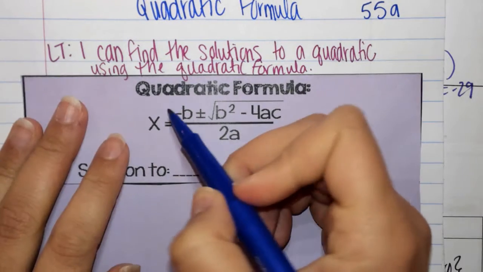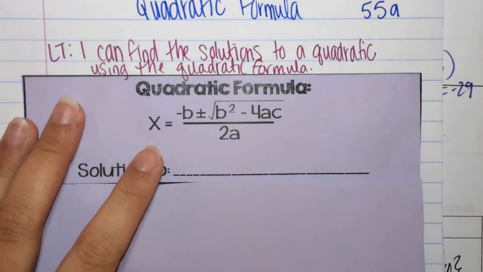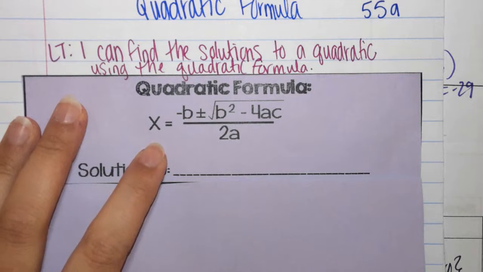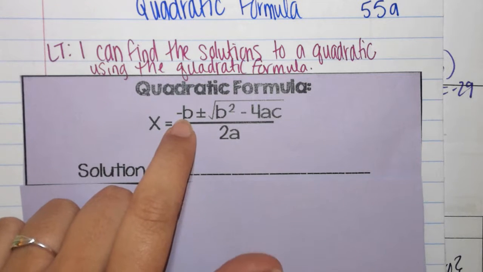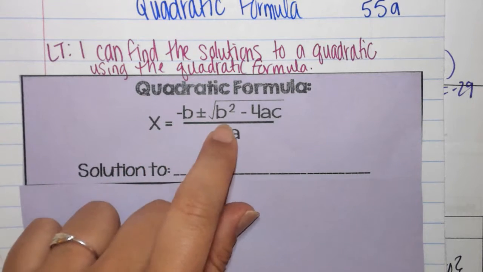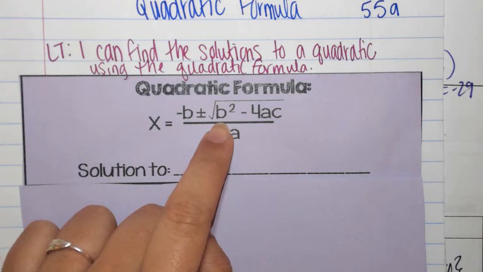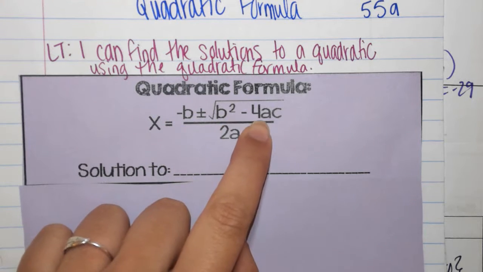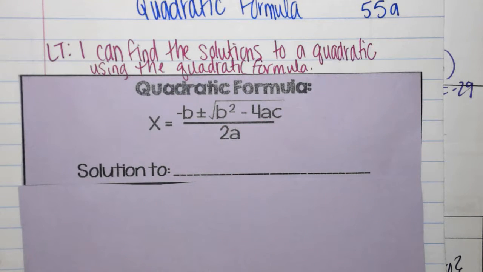Now, the quadratic formula is x equals. Can everybody say x equals? X equals. The opposite of b. Plus or minus square root. B squared minus 4ac. All divided by 2a. All over 2a. Say it again. X equals the opposite of b, plus or minus square root, b squared minus 4ac, all divided by 2a.